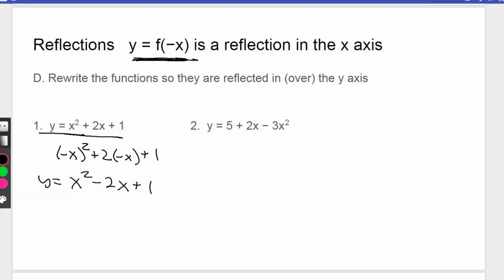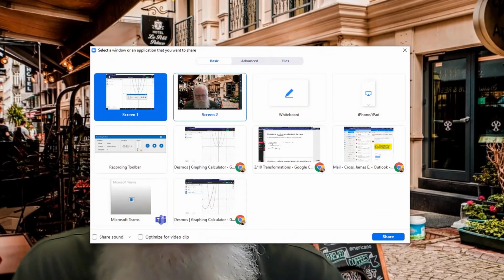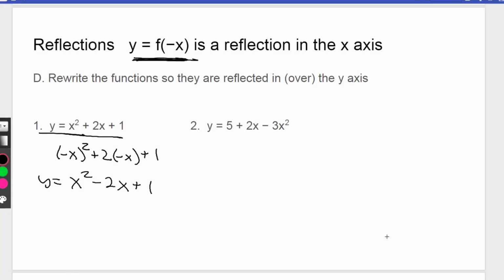Alright, so you'll see here that I've got the original graph. And now when I put the new one, the one we just built, you'll notice how it's reflected over the y-axis. And all I did was multiply every x times -1. In fact, just replace every x with -x. So do me a favor and pause this, and then why don't you try doing number 2?